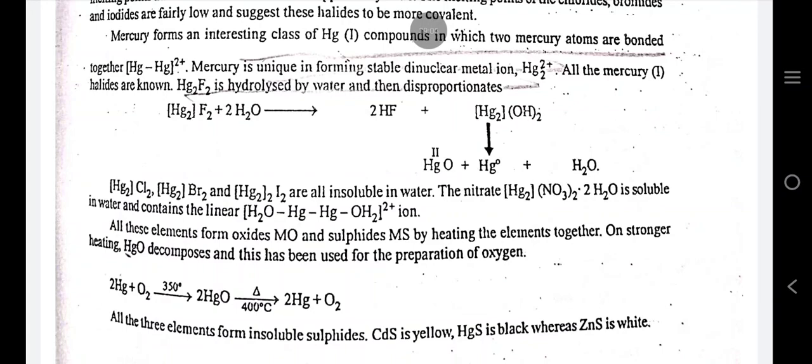Mercury forms an interesting class of Hg(I) compounds in which two mercury atoms are bonded together. Mercury is unique in forming the stable dinuclear metal ion Hg2 2+. All the mercury(I) halides are known. Hg2F2 is hydrolyzed by water and then disproportionates. Look at this.